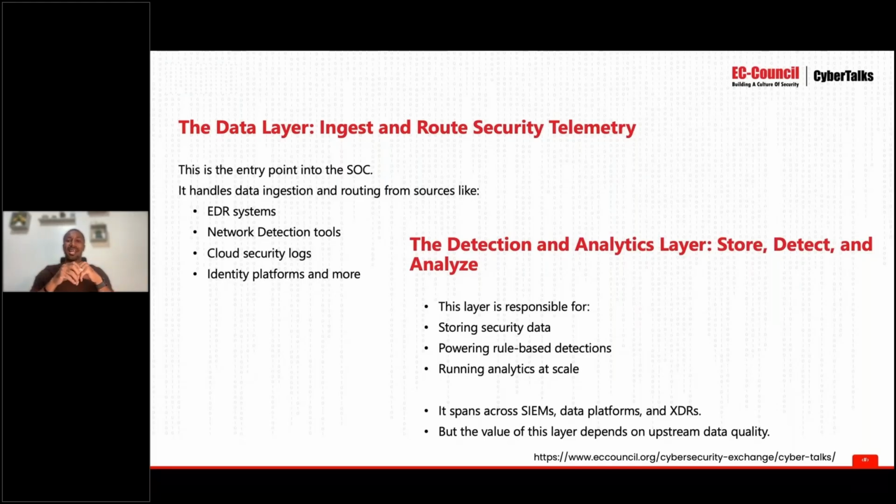We have the detection and analytics layer, which basically helps to store, detect, and analyze. So storing of security data, looking at rule-based detections, which we cannot avoid, and also running analytics at scale to be able to separate the signal from noise is done at this stage. And then it's passed across all the SIEMs, the data platforms, the XDRs you have. But the value you get on this layer depends on the data quality that you have. A lot of people will have, for lack of a better word, unclean or bogus data, and that data being sent through to the Security Operations Center, if not clean, will take a long time to separate the signal from noise.